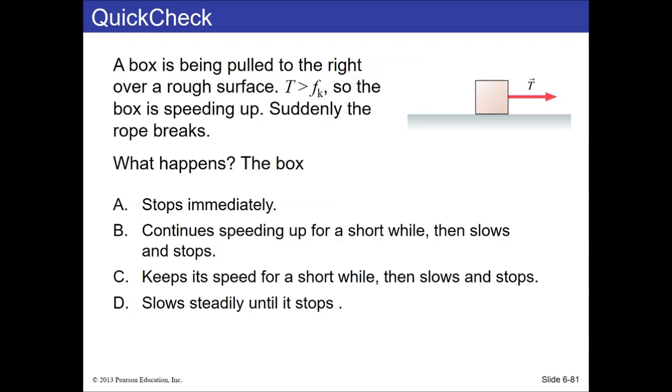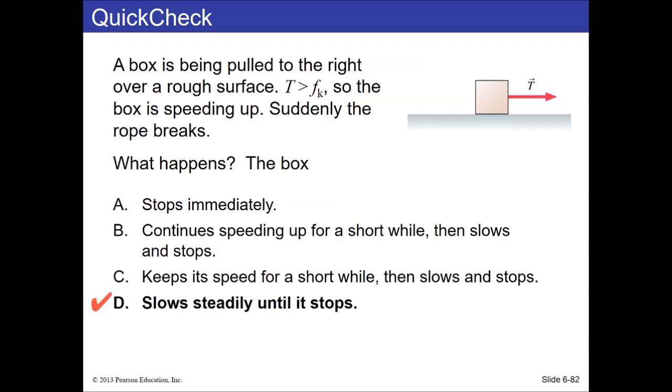All right, the rope breaks though. What I mean by that is, if the rope breaks, the tension disappears. And we want to know what will happen to the box. All right, so think about this for a moment. And the answer is D.